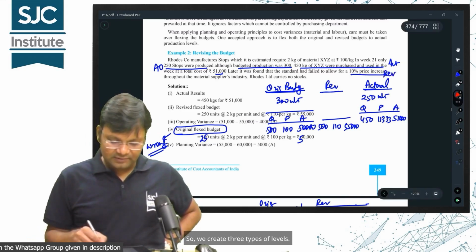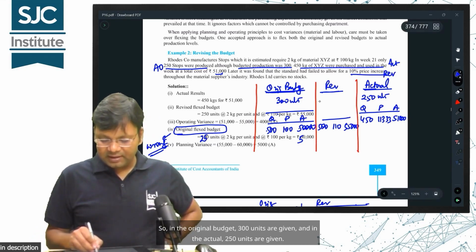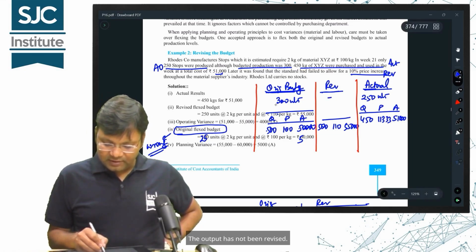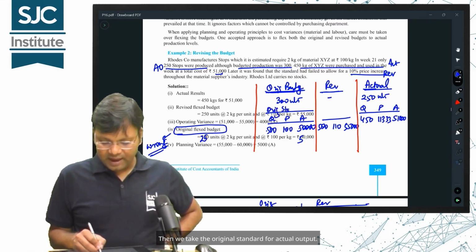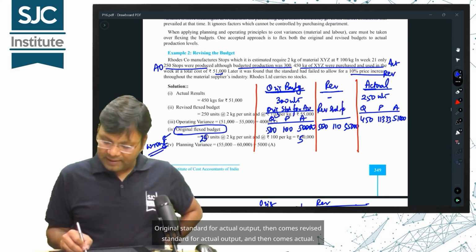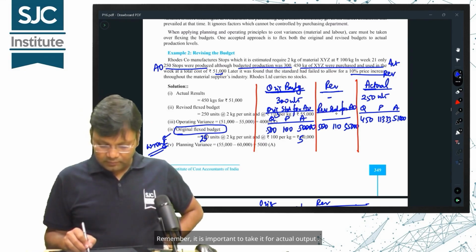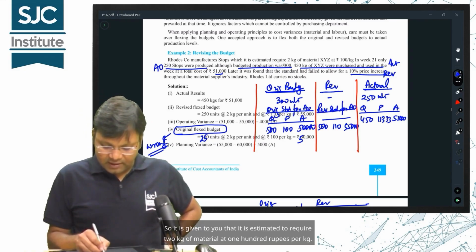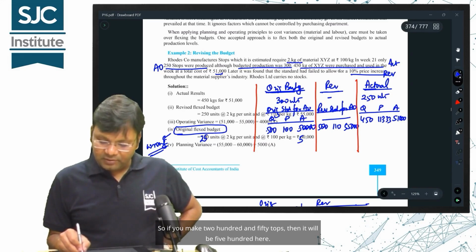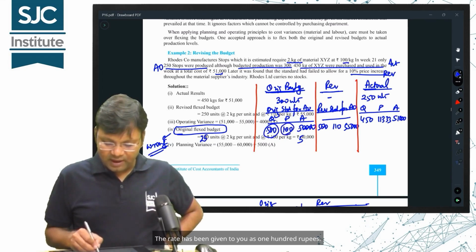So, we create 3 types of levels: original, revised, and actual. In the original budget, 300 units are given, and in the actual, 250 units are given. The output has not been revised. Then we take the original standard for actual output, then comes the revised standard for actual output, and then comes actual. Remember, it is important to take it for actual output. It is estimated to require 2 kg of material at 100 rupees per kg. So if you make 250 tops, then it will be 500 here. The rate has been given to you as 100 rupees.